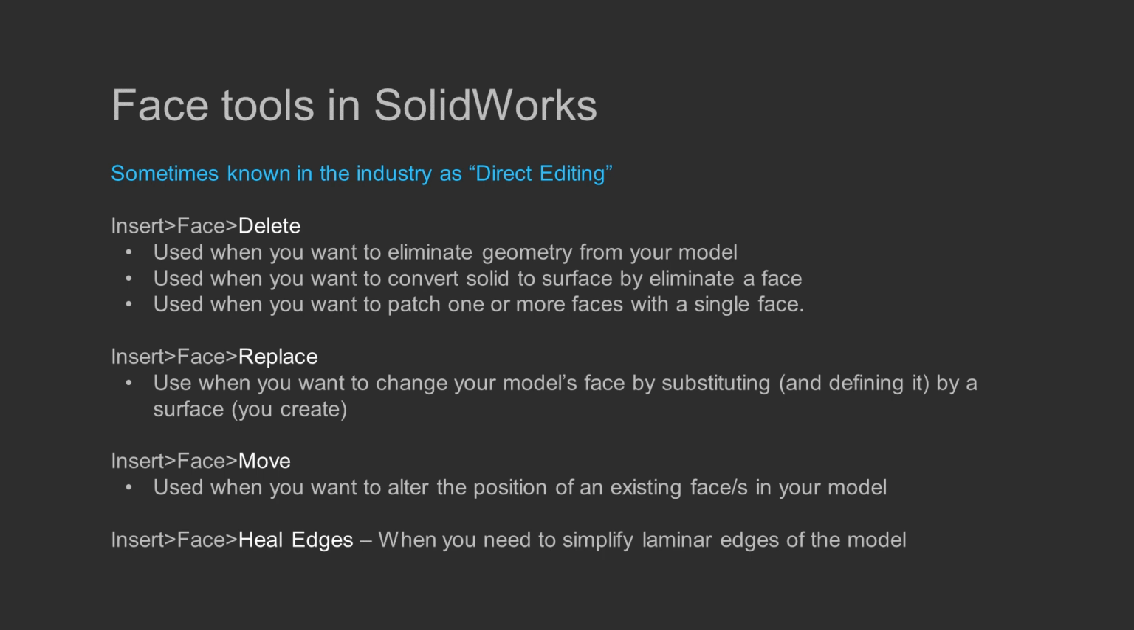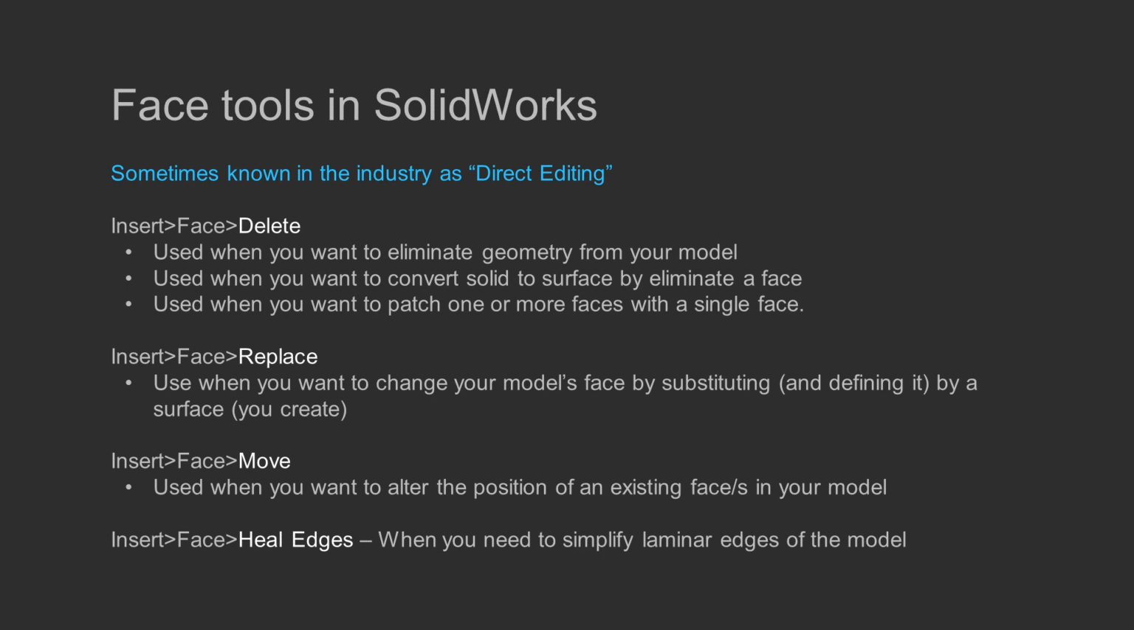The third area would be the move face. Now this is different, and it differentiates itself from surface copy or surface offset, in that it's not creating a surface, but it's actually moving a face on your surface or solid body. So it's either moving it, translating it, or rotating it. And also very useful as a modeling tool, and also very useful for cleaning up your model. And we'll get more into that.